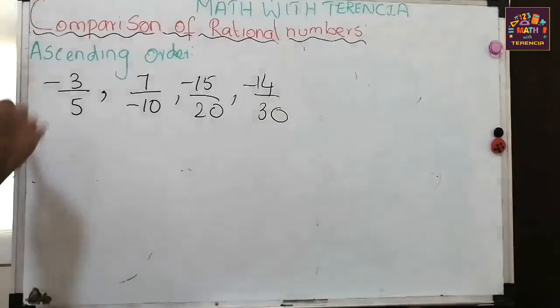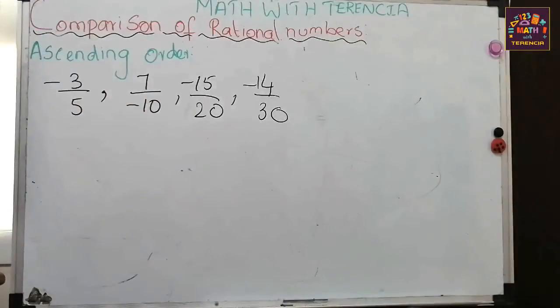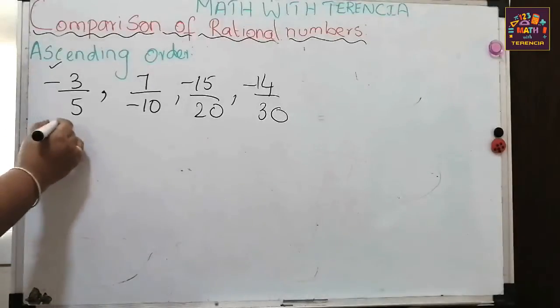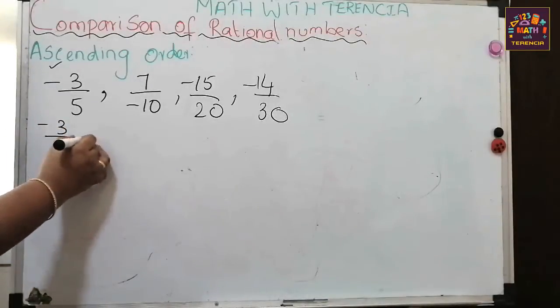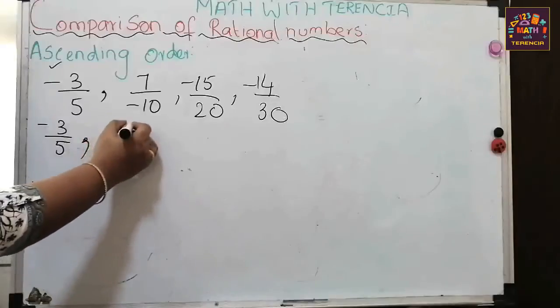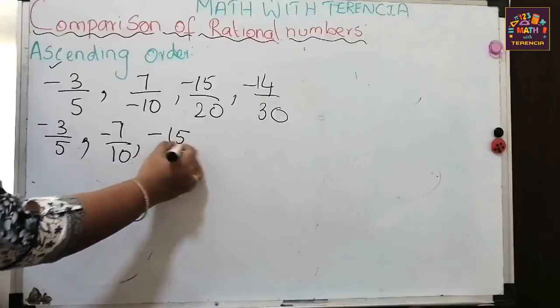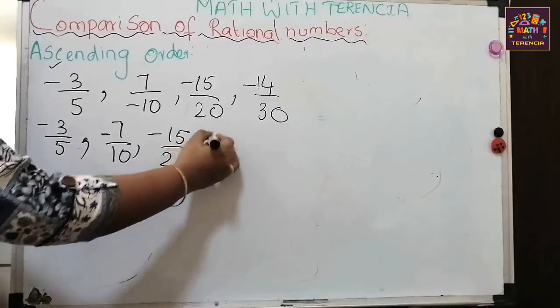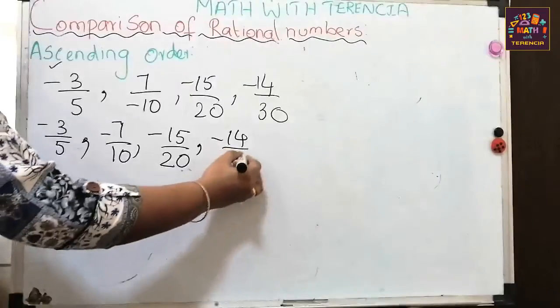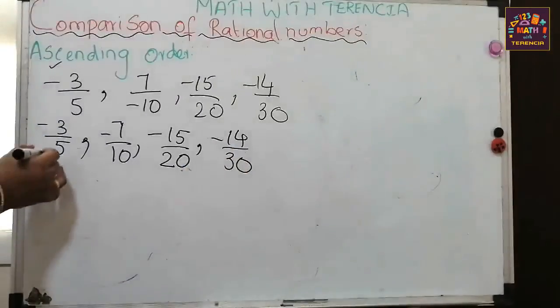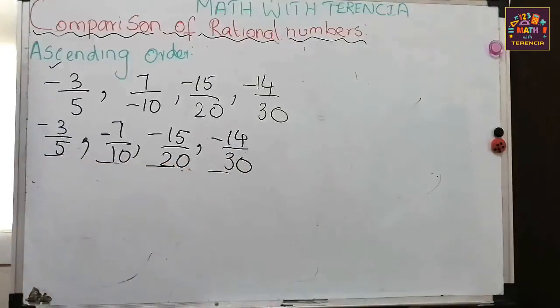First step, you need to have all the numbers in the standard form. So here I have the standard form, but here I have the negative sign in the denominator. So minus 7 by 10, minus 15 by 20, minus 14 by 30. Now if you see, all the denominators are different. So you need to change this into the same denominator.